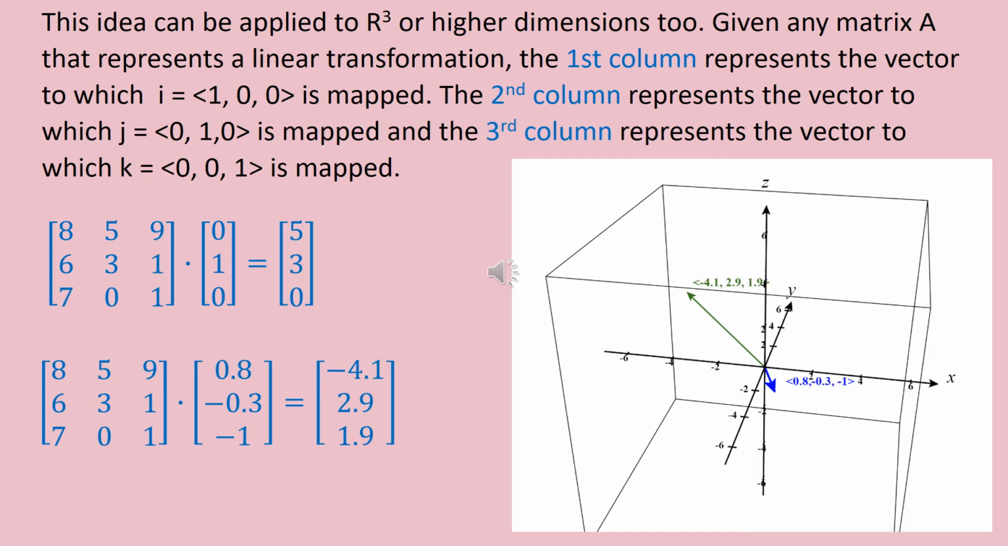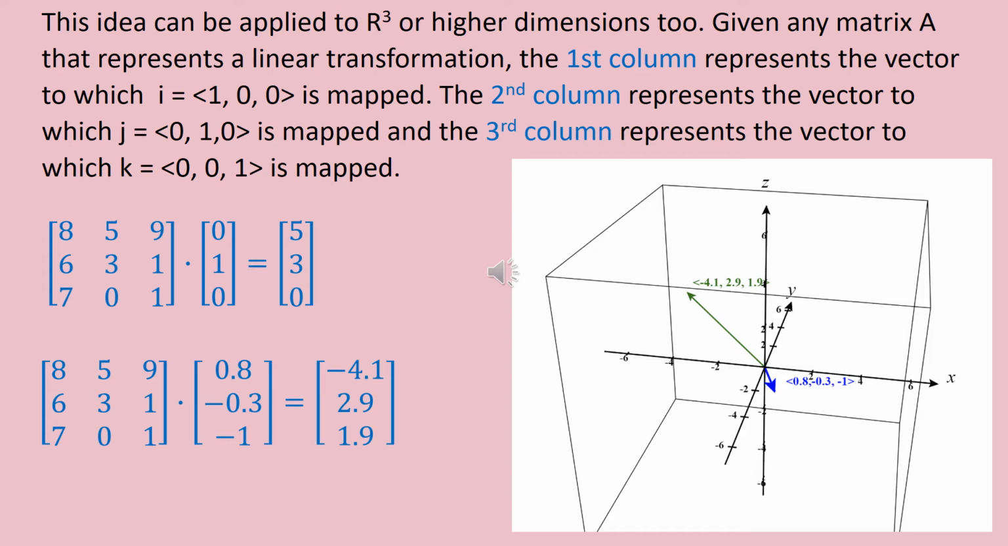So notice I've plugged j into this example, and 8 times 0 is 0, plus 5 times 1 is 5, plus 9 times 0 is 0. So add those, you get 5. And then 6 times 0 plus 3 times 1 plus 1 times 0, you get 3. 7 times 0 plus 0 times 1 plus 1 times 0, you get 0. So j got mapped to (5, 3, 0).